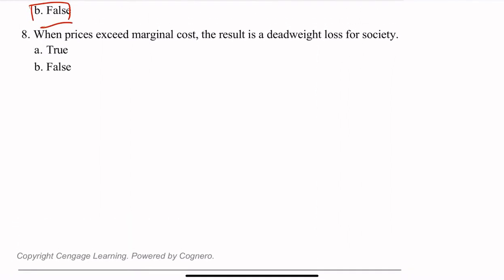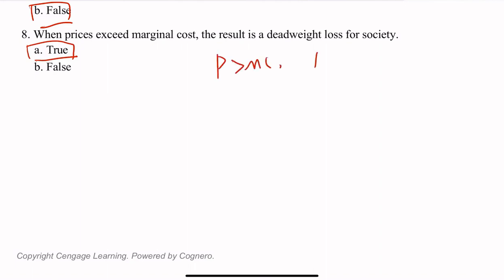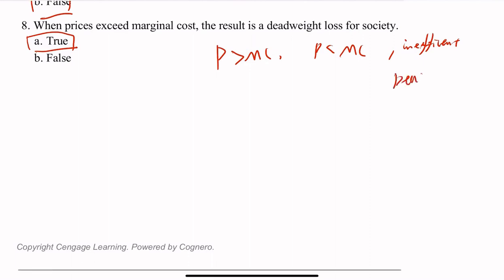Eighth, when prices exceed marginal cost, the result is a deadweight loss for society. So this is true, and this is pretty important, and we have talked about this several times. So we said whenever P is larger than MC or P is smaller than marginal cost, then the market is always inefficient. Inefficient basically means there is always deadweight loss.